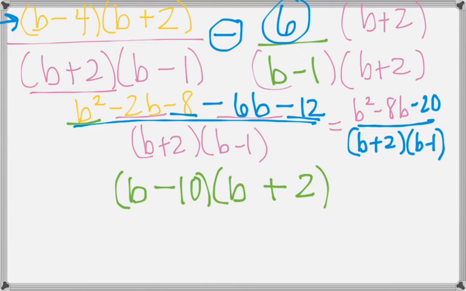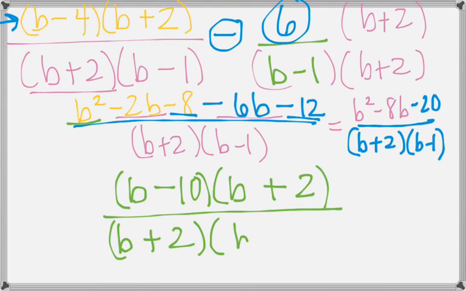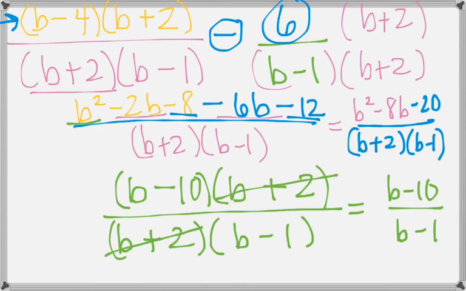So we have a b minus 10 and a b plus 2 divided by the denominator that has been the same since the second step we did. And now we can simplify exactly. B plus 2 divided by b plus 2 leaves us with a 1 there. And my final answer is going to be b minus 10 over b minus 1. Okay? That's a long problem. That was a long problem, definitely. And there were a lot of tricky things in there.